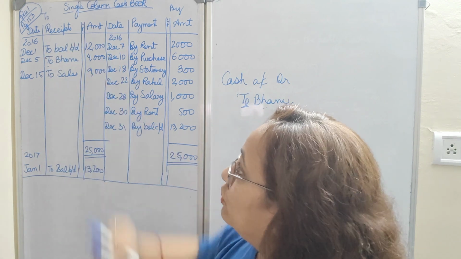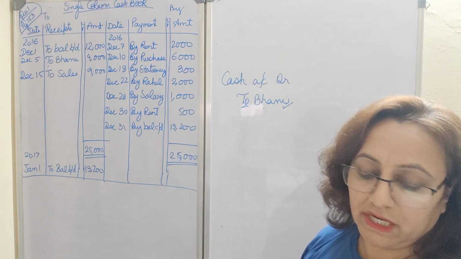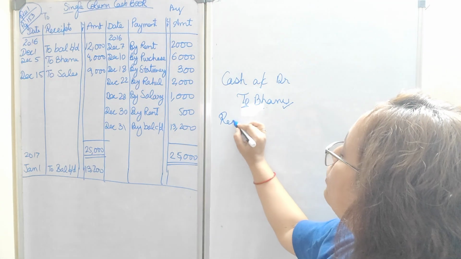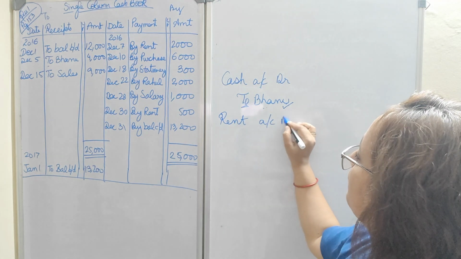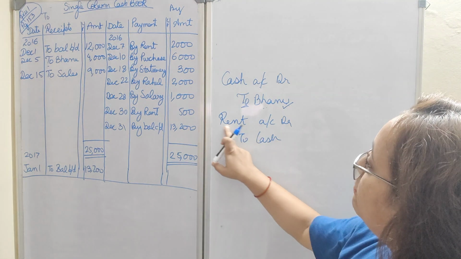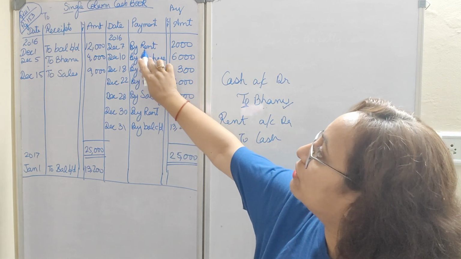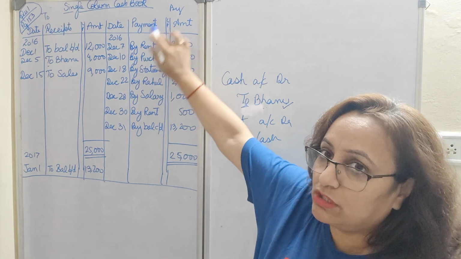So Bhanu 4,000 received. Now December 7, rent paid 2,000. When we pay rent, what is the journal entry which we write? Rent account debit to cash, right? So we are making a payment. Rent is on the by side. So rent will be written on the by side. By rent 2,000 on the payment side.